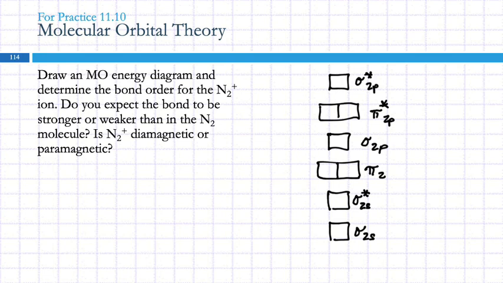We really don't need to have the atomic orbitals on this side with all the lines coming in. What we need to know is how many valence electrons does N2 plus have?